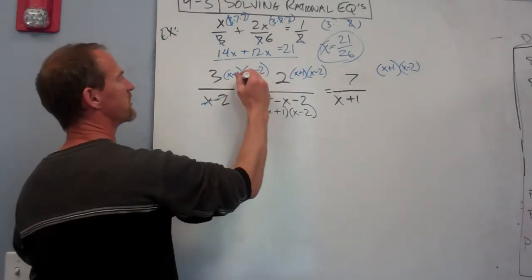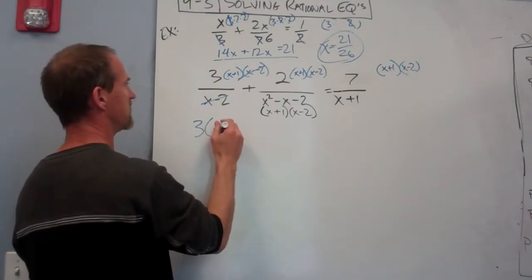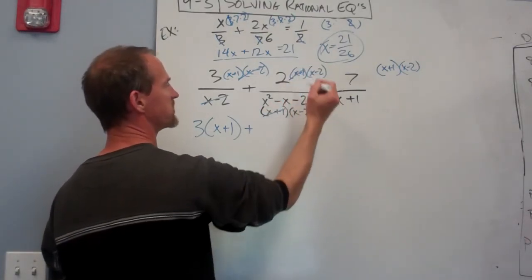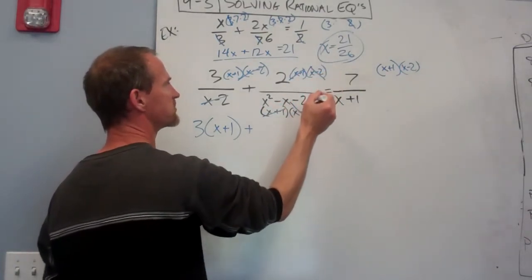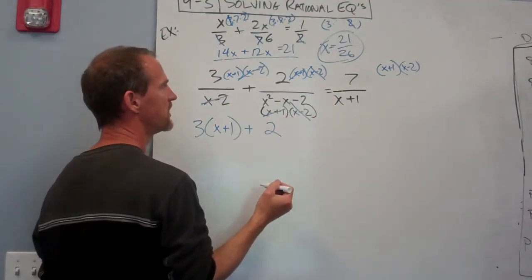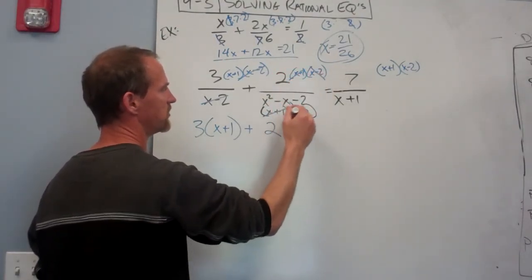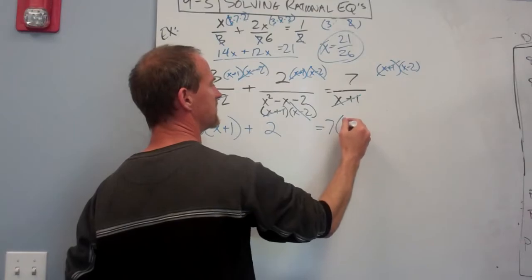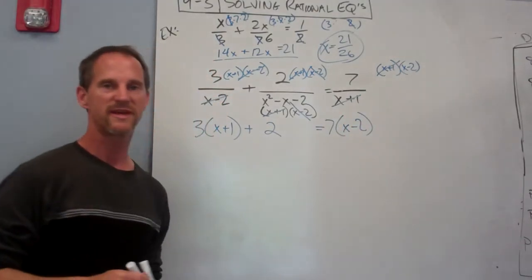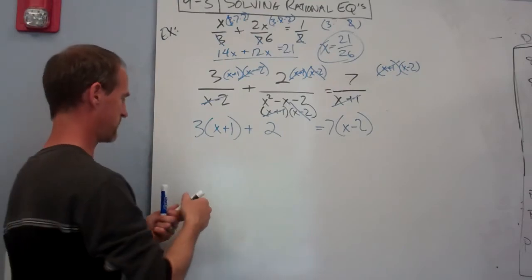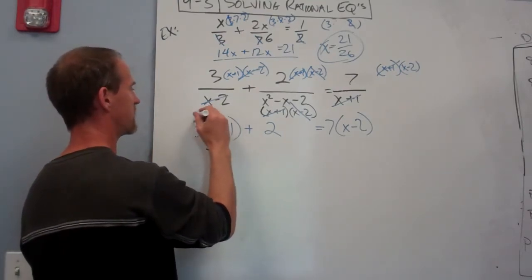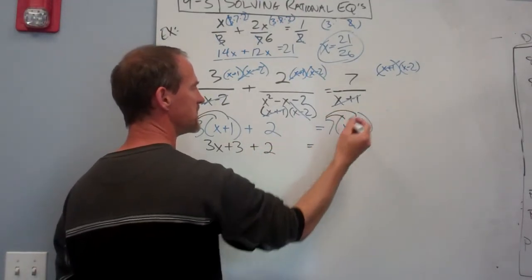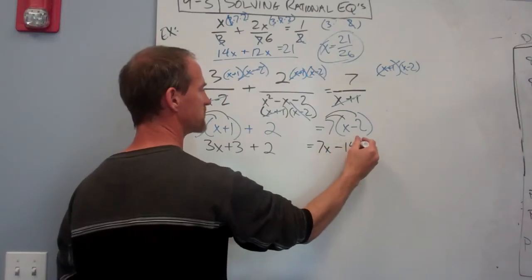All right, so same rules apply. Here this cancels with that and I get 3 times x plus 1. Plus, here the x plus 1 cancels with the x plus 1, and look, the x minus 2 cancels with the x minus 2 and I get plus 2. These become just 1, so 2 times 1 over 1 is just 2. And then here the x plus 1's cancel and I get 7 times x minus 2. So when you get to this stage, just very carefully distribute, and I'll get 3x when I bring that into each, plus 3 plus 2 equals, bring those into each, 7x minus 14.